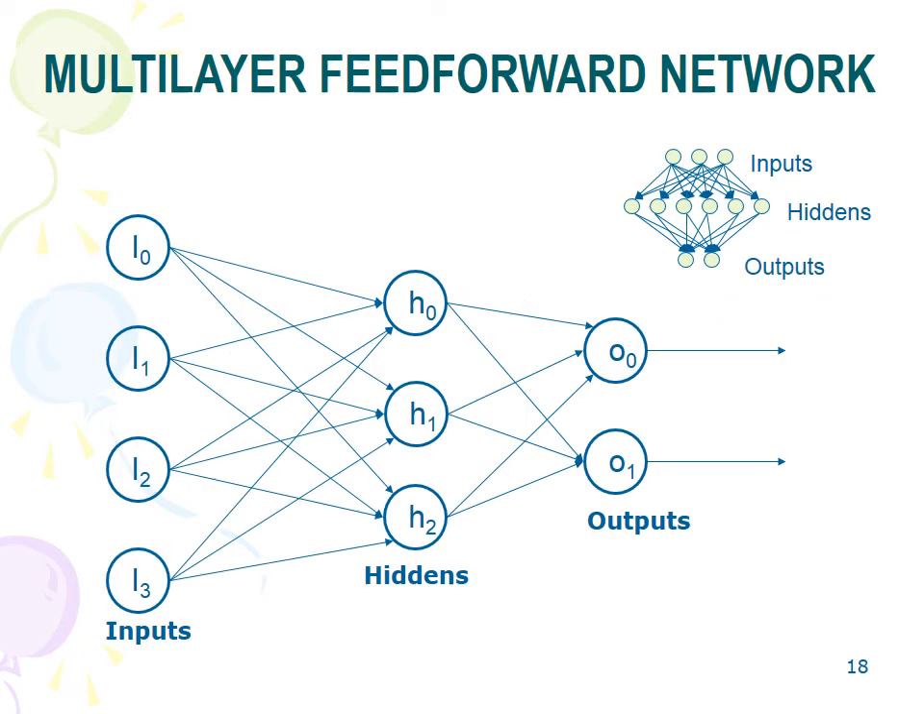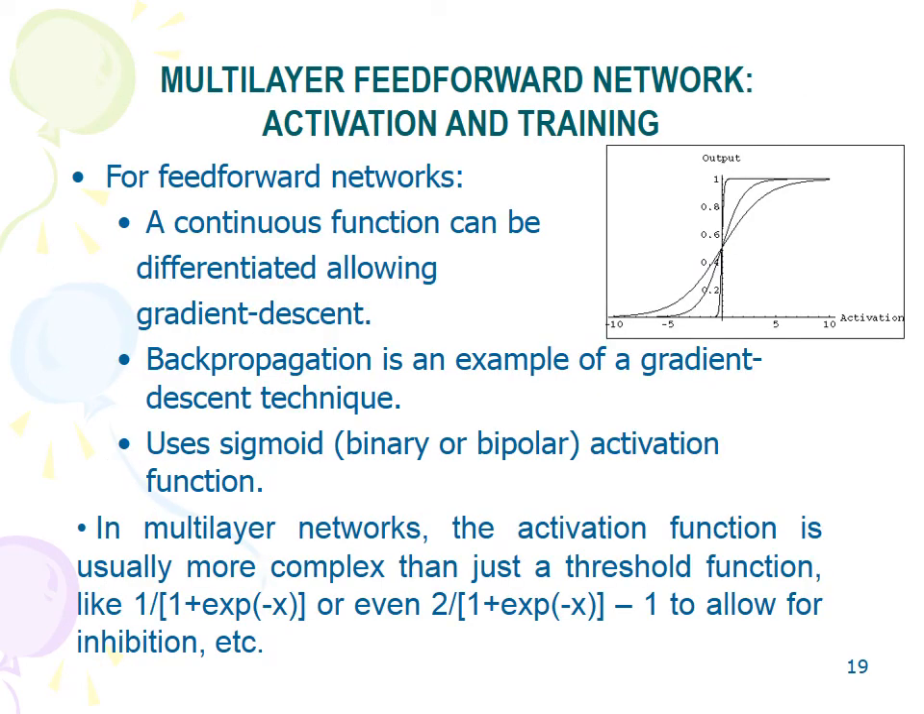This is the multi-layer feed forward network. Here the inputs are I1, I2, I3, and H0, H1, H2 are the hidden layers, and O0 and O1 are the output layer. So this is the multi-layer feed forward network. Here the combination of inputs depends upon the number of hidden layers. It uses a continuous function which allows the gradient descent method, and it is an example of the gradient descent technique. It uses a sigmoidal, that is binary or bipolar, activation function.